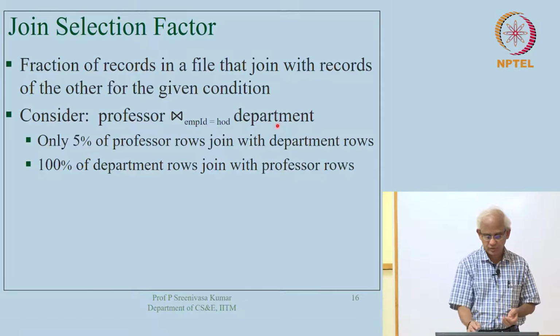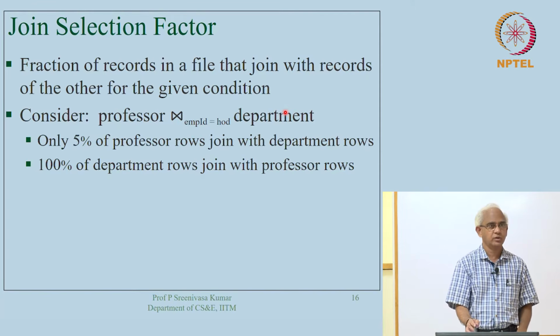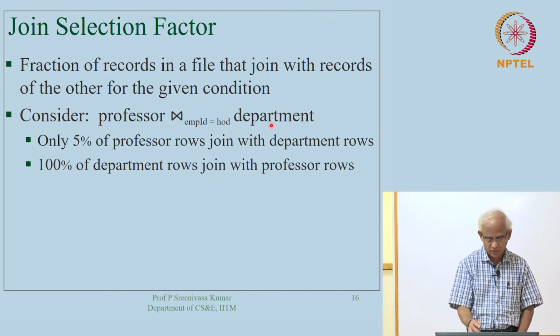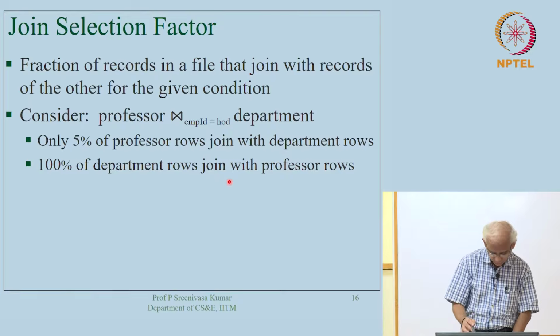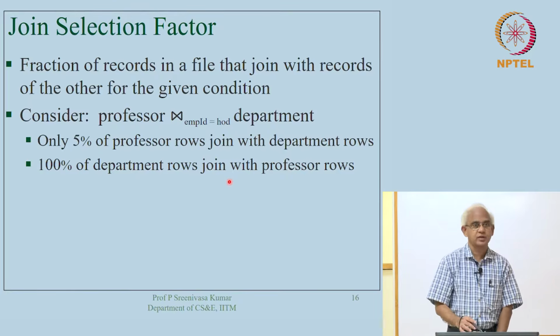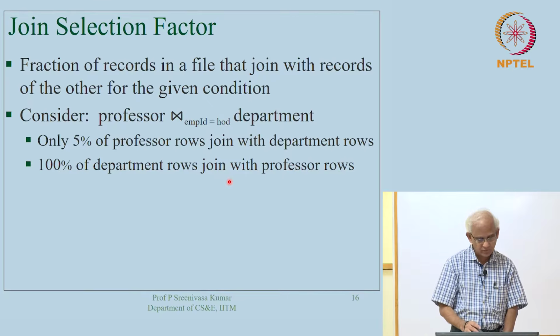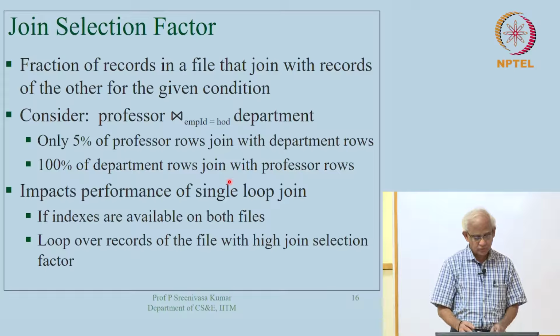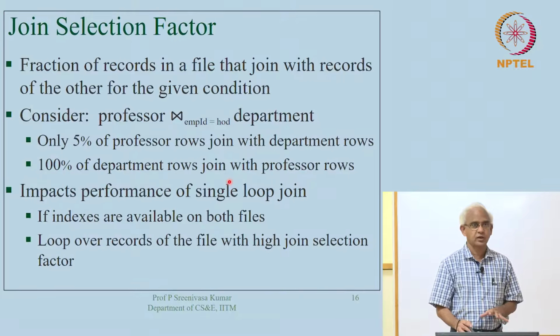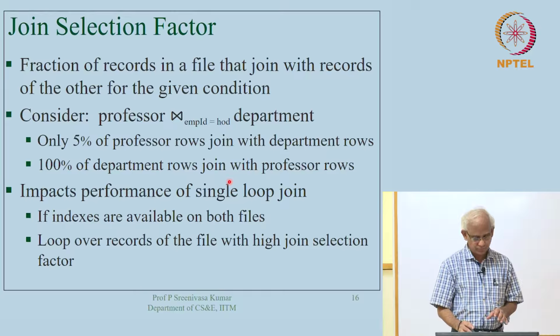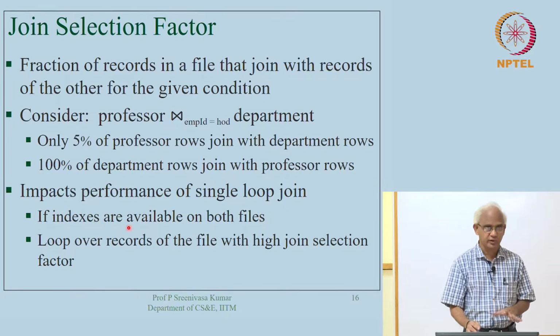Whereas 100% of the departments will join with professor rows, because each department has to have a HOD, which has to be a professor. So this is purely domain knowledge, the relationship between professor and department. These are called the join selection factors. If you know them, it is really helpful, because it is going to impact the performance of the single loop join. Let us say the indexes are available on both files.